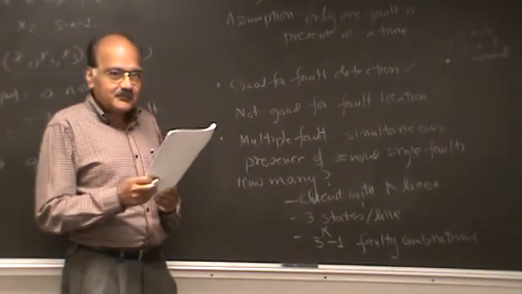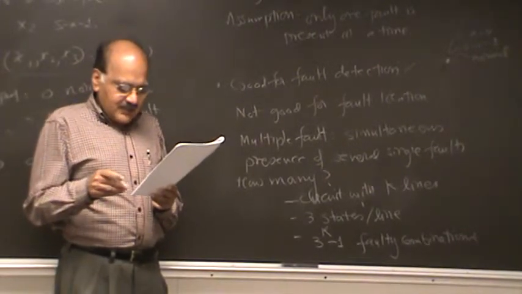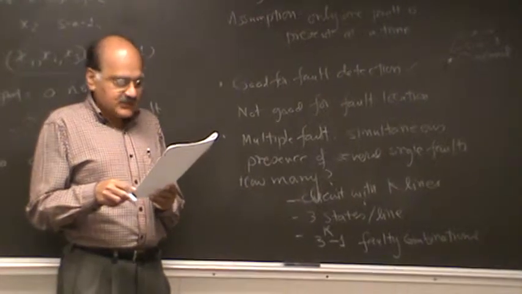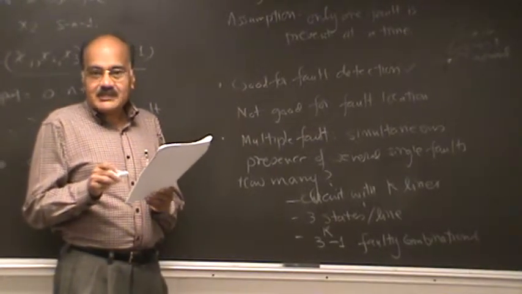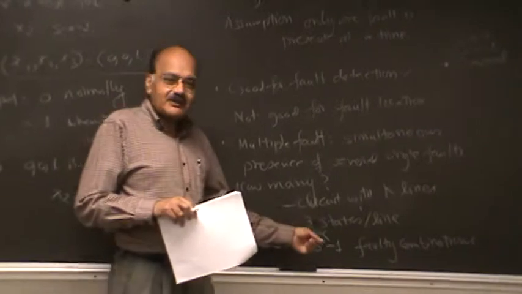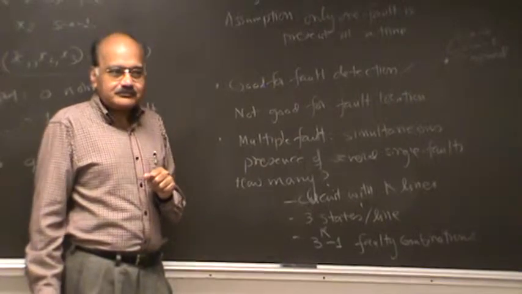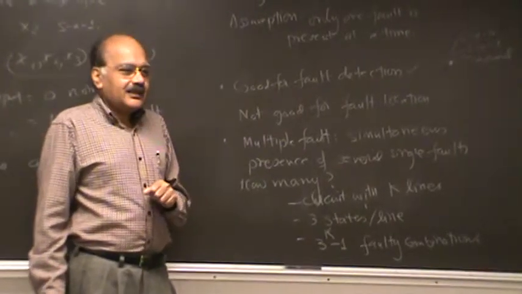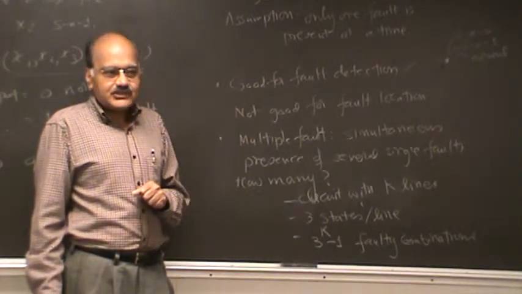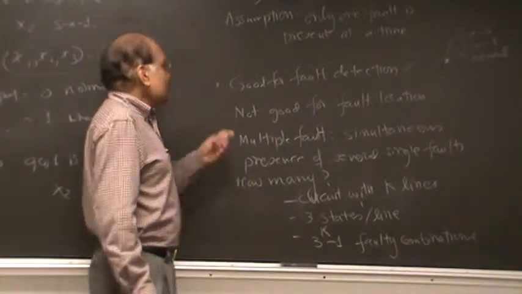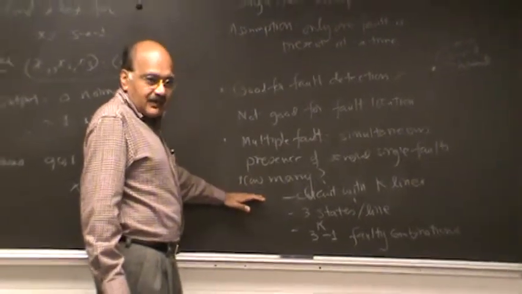Does anyone have a calculator? If you try a calculator, you are going to come up with a number which is 1.3 multiplied by 10 raised to 477. So basically an enormous number of combinations. If you want to consider all possible multiple faults, all possible combinations, that is an enormous number to consider. So one reason to go with the single fault model is that if you don't, things could become very hard.